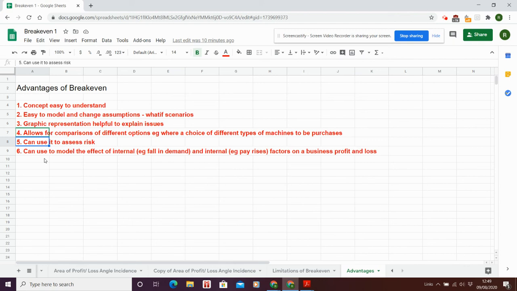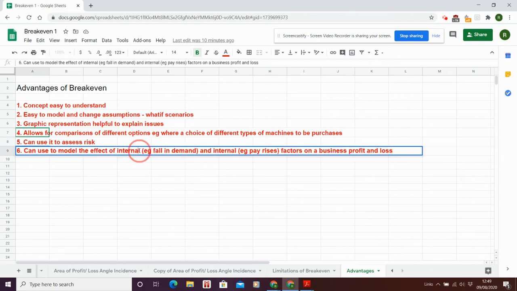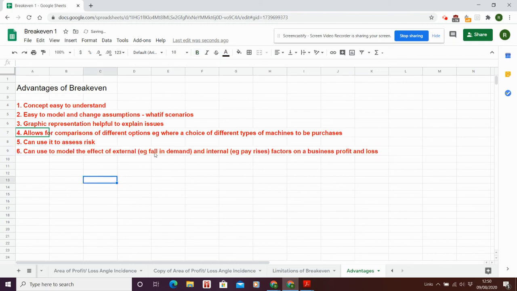And it can be used to model the effect of external and internal factors changing. So what would happen to a business if demand externally fell? What would happen to a business if we, for example, agreed to pay our workers a pay rise, and how would that affect profitability?